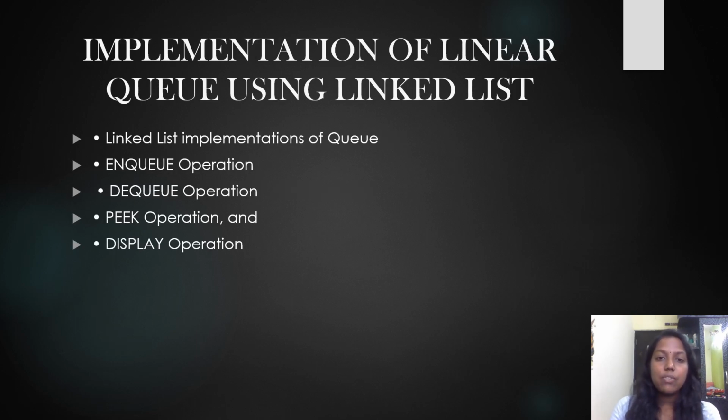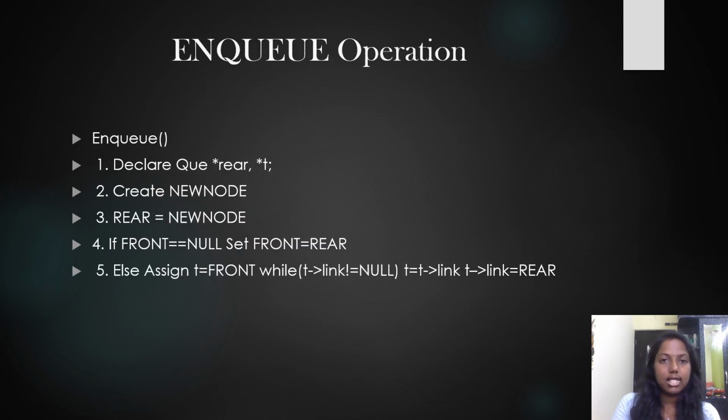Now, implementation of a linear queue using linked list. So in queue, we have enqueue, dequeue, peek, and display. Basically, enqueue is nothing but push, and dequeue is nothing but pop. So basically, inserting an element and deleting an element are those, and peek is to look into it, and display is display. So for enqueue, again we create a new node and we say rear is equal to new node.